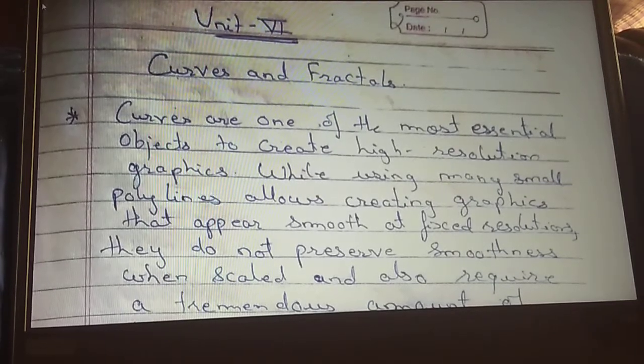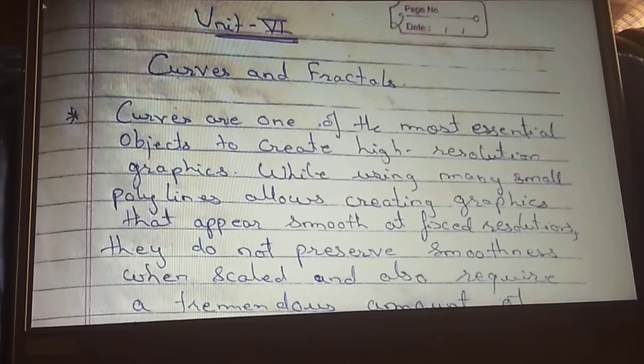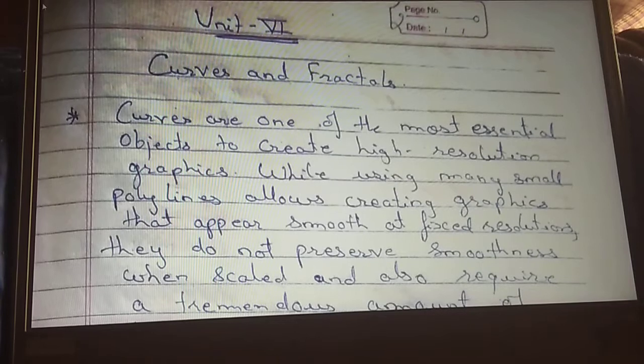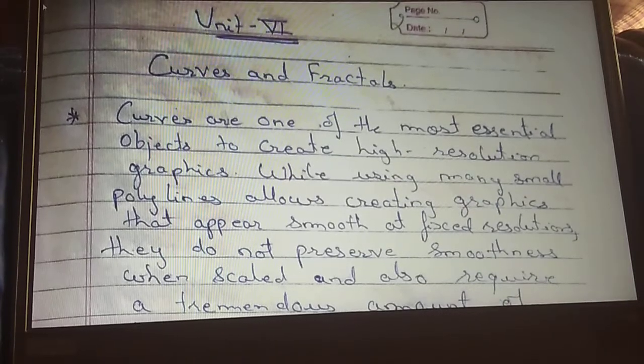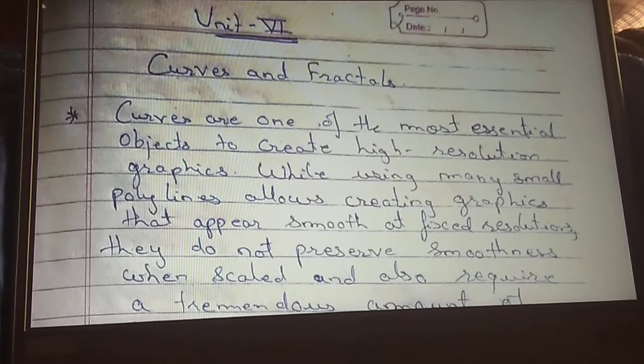But in nature, the objects are not strictly following these shapes, right? The objects which are available in nature generally have rough and curved surfaces. Now many artificial objects also have curved surfaces. So in this unit, we will discuss how to generate different curves.